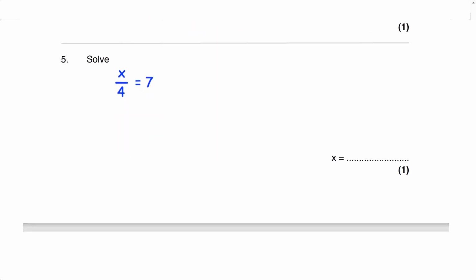For this fraction, we have to solve the equation. To get x, you need to multiply 4 on both sides. So definitely x is going to be 4 times 7, and that's definitely going to be 28.